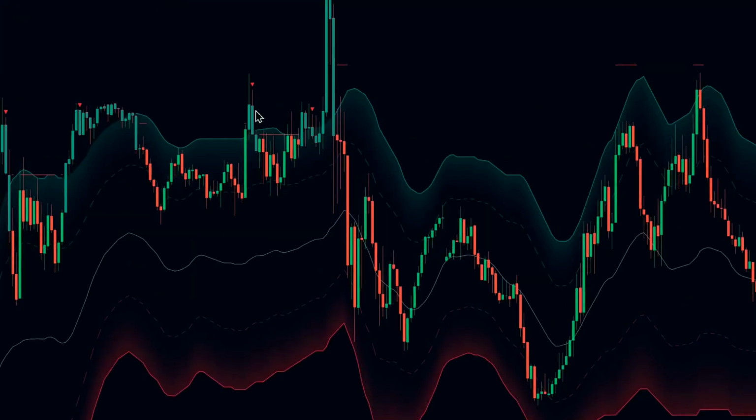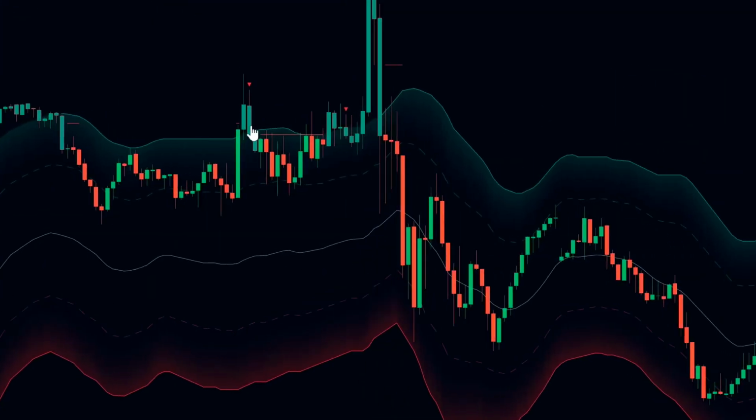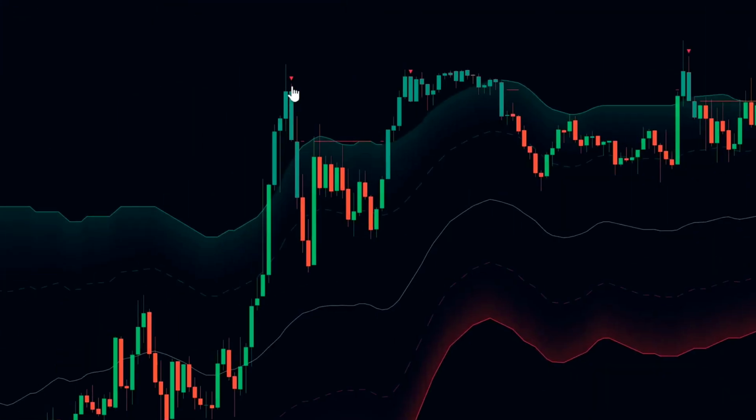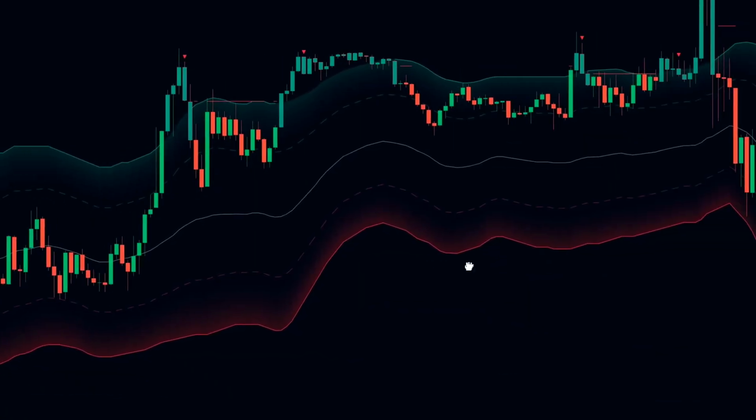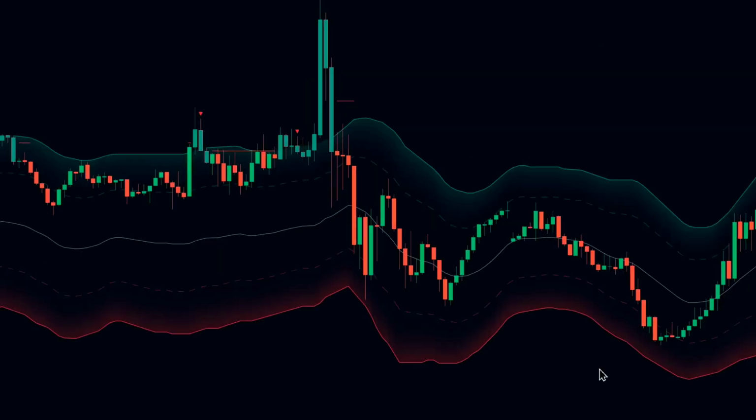The opposite happens for bearish signals. These can act as buy and sell signals, but of course, you should combine them with other factors like support and resistance to improve your trades. So how can you use this indicator in your trading?